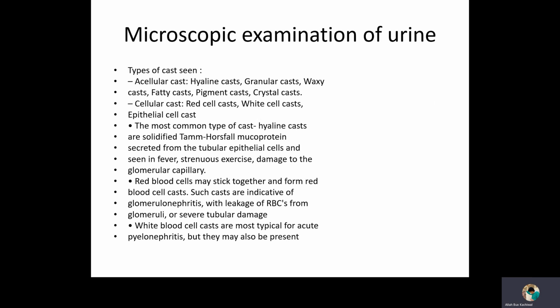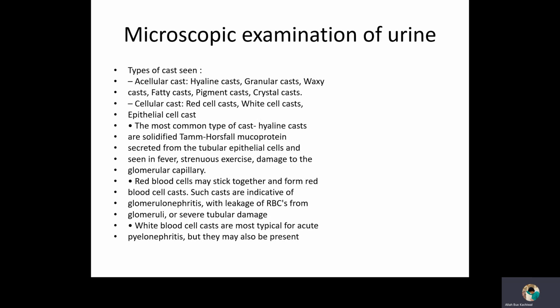In the microscopic examination of urine, the types of casts seen are acellular casts, that is hyaline cast, granular cast, waxy cast, fatty cast, pigment cast, and crystal cast, and cellular casts like red cell cast, WBC cast, or epithelial cell cast. The common type of cast, the hyaline cast, is solidified Tamm-Horsfall mucoprotein secreted from the tubular epithelial cells and is seen in fever, strenuous exercise, and damage to the glomerular capillaries.